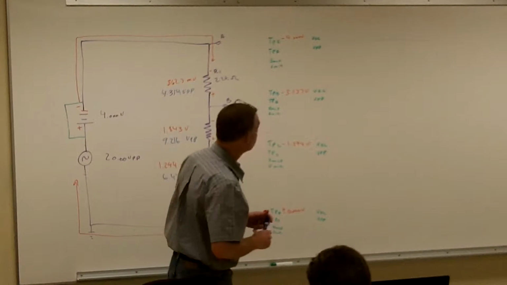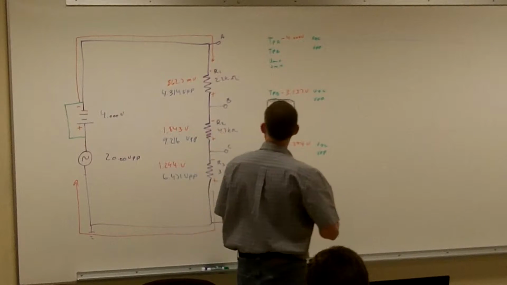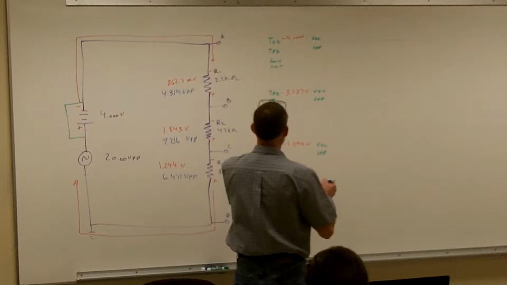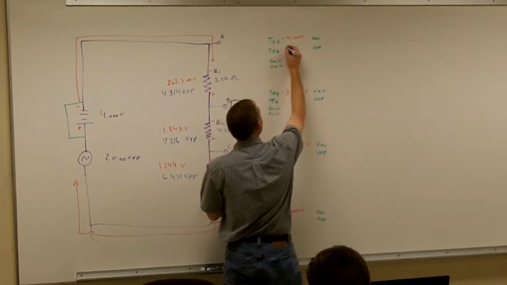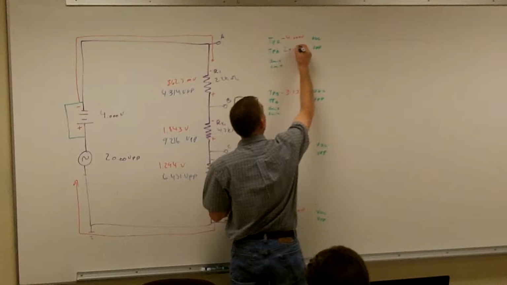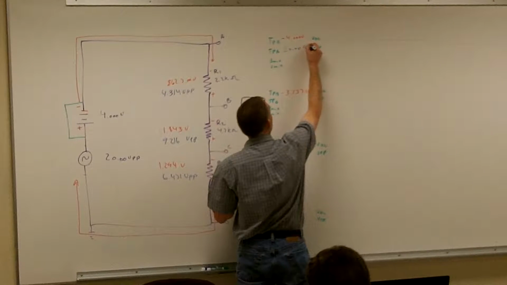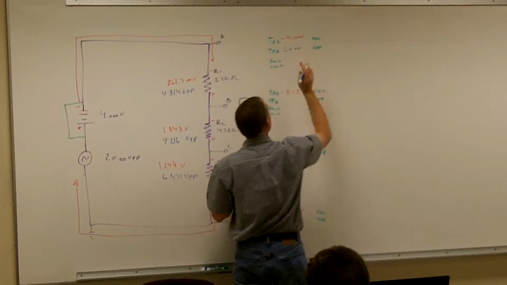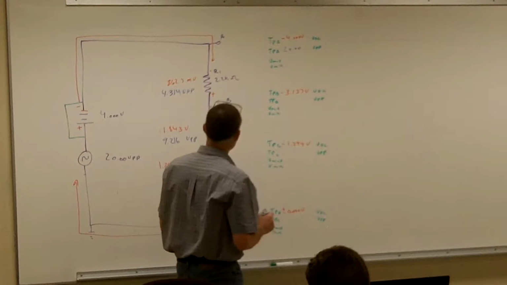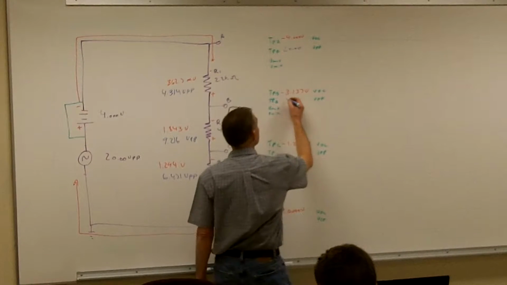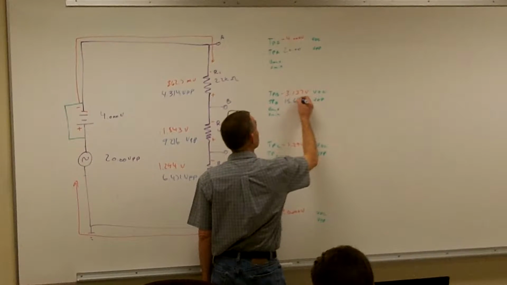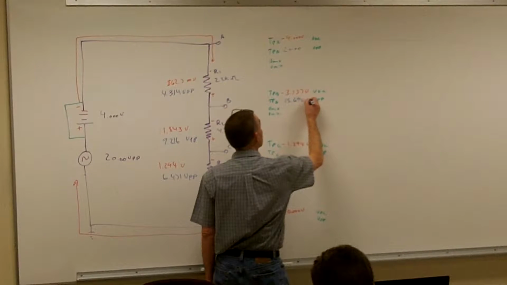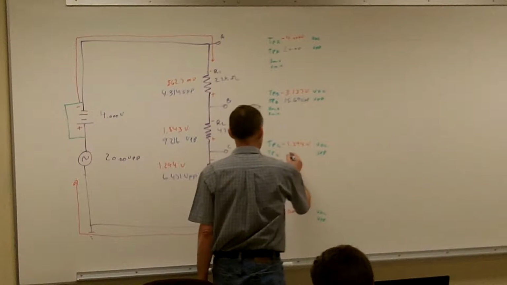So then, what am I going to measure at test point A then? 20 volts peak to peak. No polarities now when we're doing the AC. Okay, and then for test point B? 15.69 volts peak to peak. Okay, and then test point C?